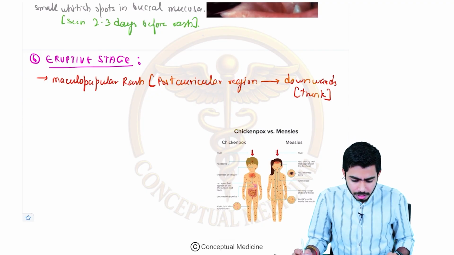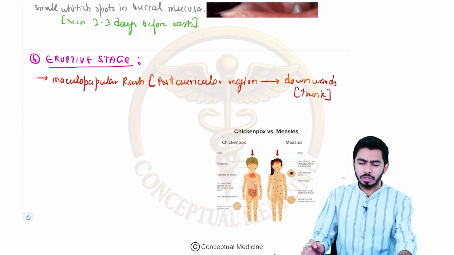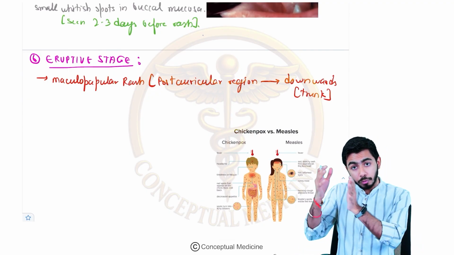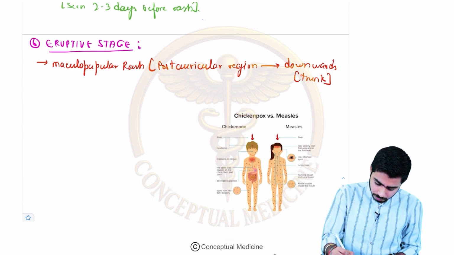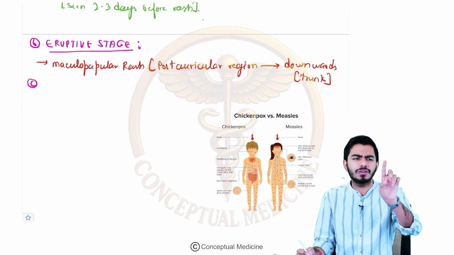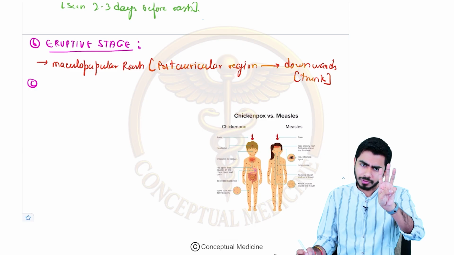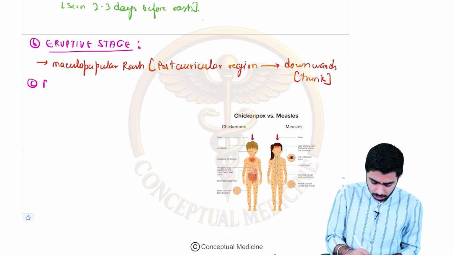Okay guys, once we are clear with that, then we shall move on to one more stage, that is the post-measles stage. So first of all is the prodromal stage, then we have talked about the eruptive stage, then we are going to talk about the post-measles stage. Okay, so what is the post-measles stage?